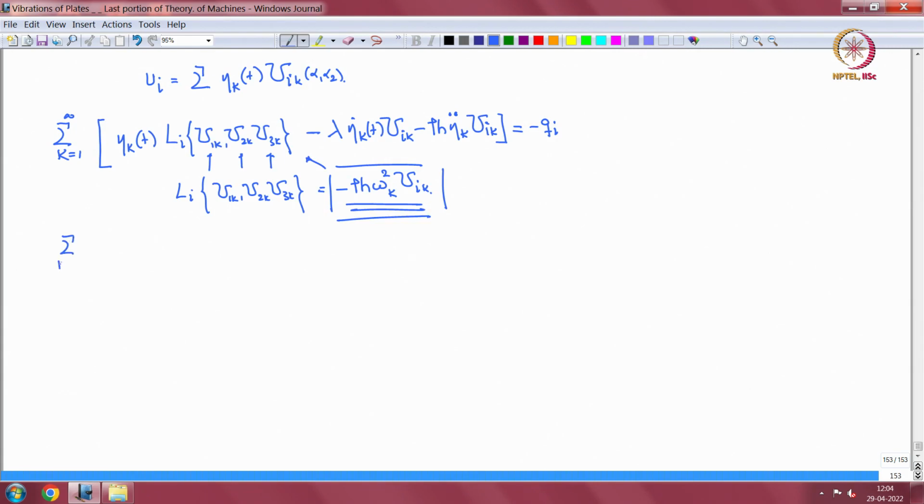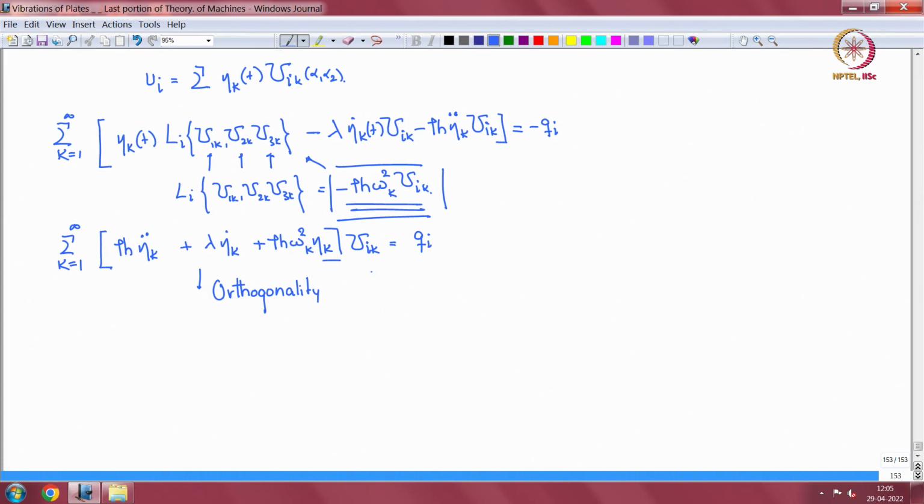Okay, so if I put this in here, what do I get? I get a sigma k equal to 1 to infinity. Okay, and all are minus, so I change the sign, so I get rho h eta_k double dot plus lambda eta_k dot plus rho h omega squared_k eta_k, all of them have u_ik common outside, is equal to q_i, the external force in the ith direction. Okay, so now here we use orthogonality.